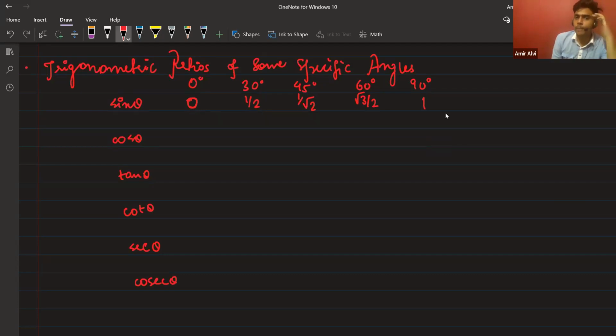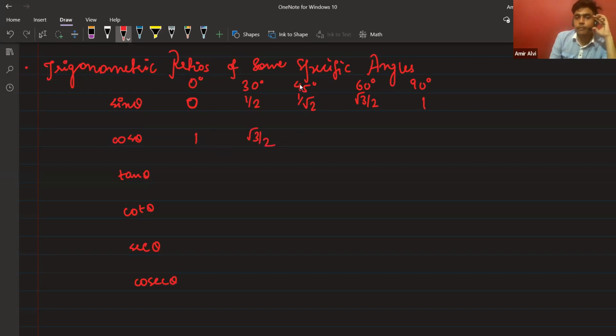Minimum value of sine, maximum value of sine. Okay. Now, cos is basically the value of cos 0 is 1, opposite to sine. Like basically, sine 0 is 0, but cos 0 is 1. So can you please tell me what will be cos 30 if sine 60 is root 3 by 2? Root 3 by 2? Very good.